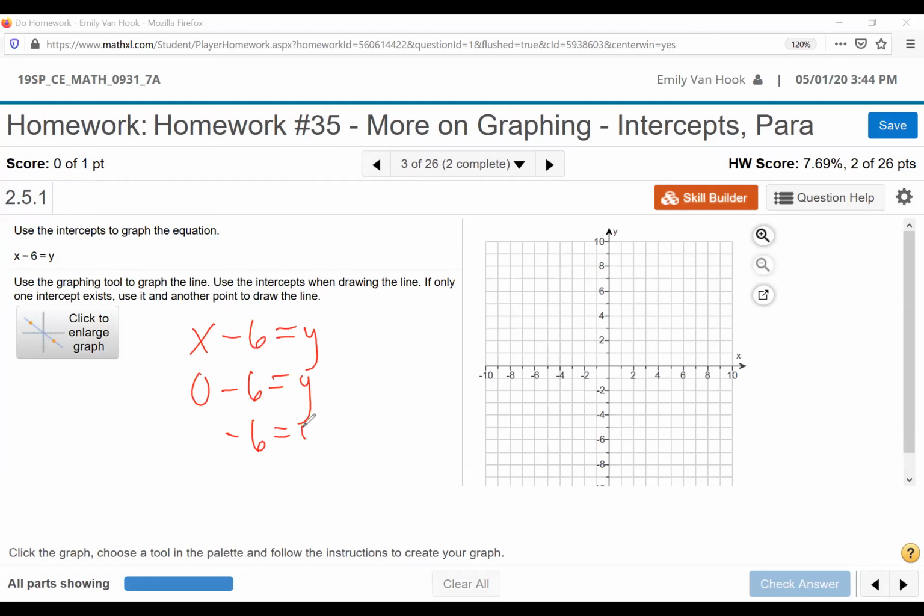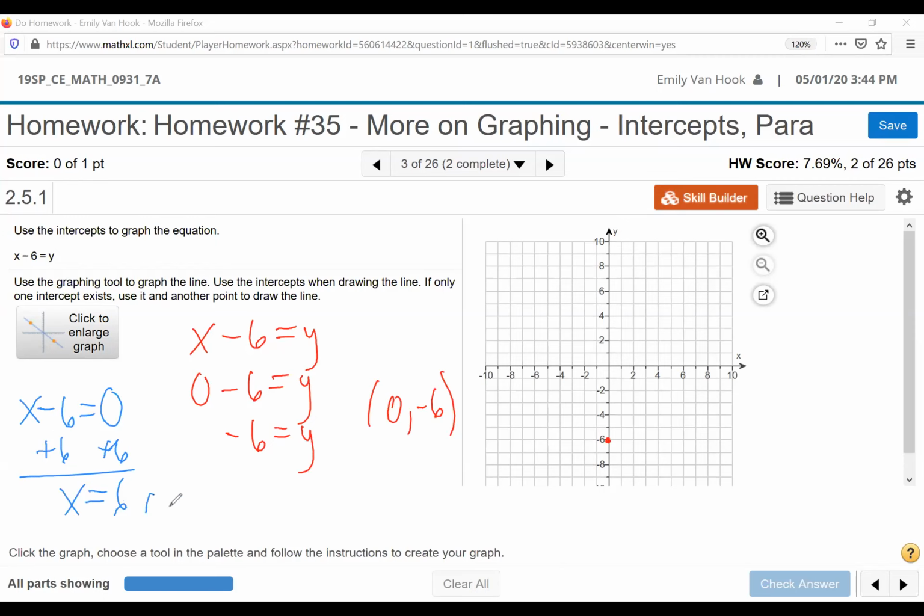And I just get negative 6 for y. So 0, negative 6. So eventually I'm going to plot my point there. And then I'll do the same thing to find the x-intercept. X minus 6 equals, now I'll plug in 0 for y. So I'll just have to add 6 to both sides.